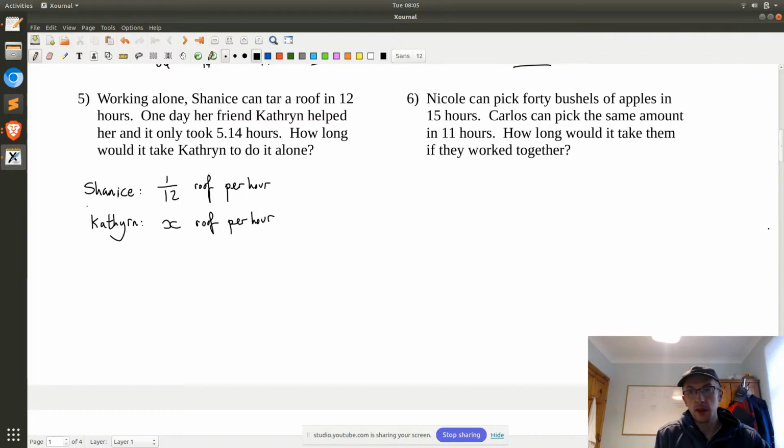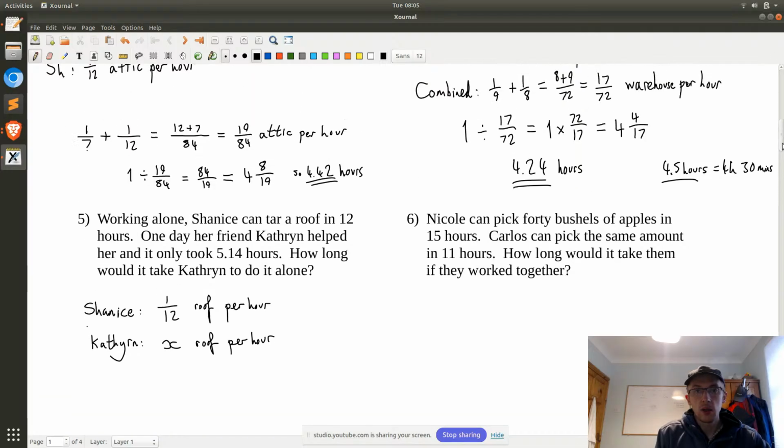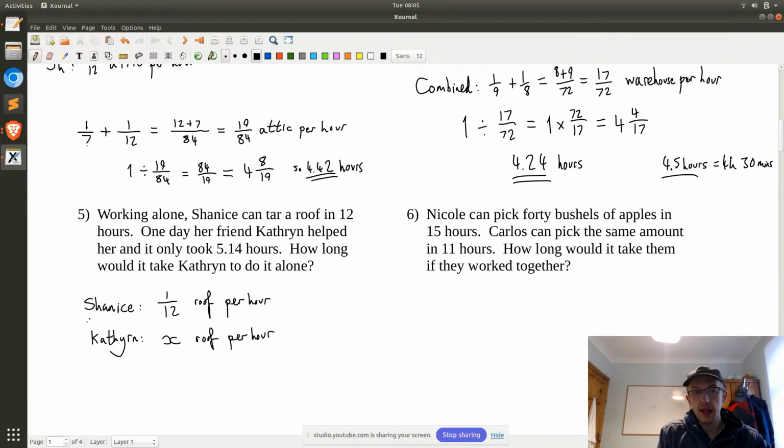Now, what's the process we've been doing so far? Well, we combine their speeds together. That's what we've been doing so far. So following the same process, that would be 1/12 add X. And that's equal to their combined speed. That's how much of a roof they clean per hour when they're working together.